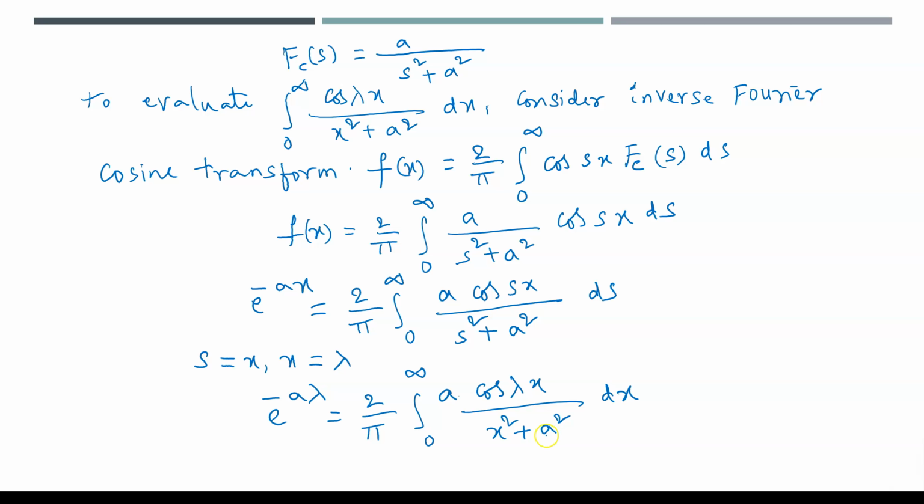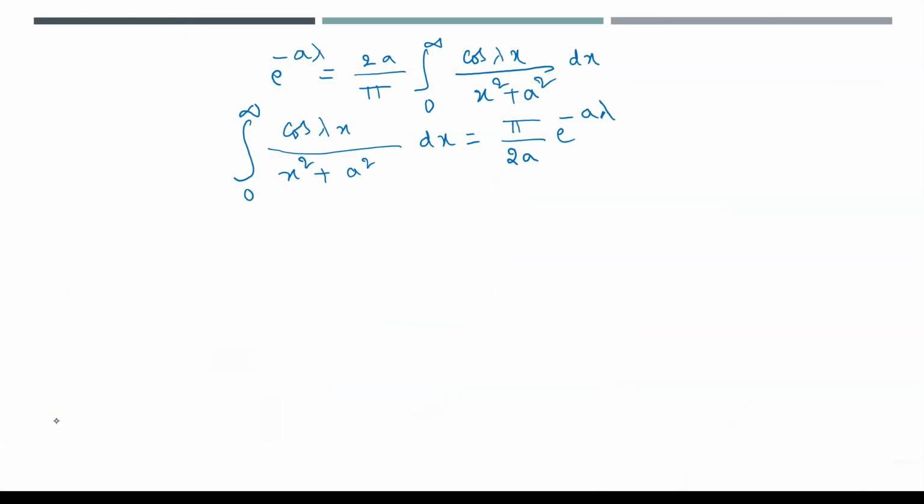Okay, so here we get integral 0 to infinity cos lambda x upon x square plus a square dx equal to pi by 2a e power minus a lambda.